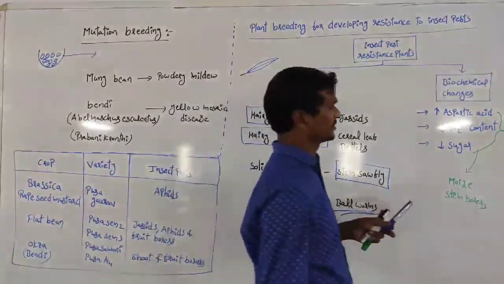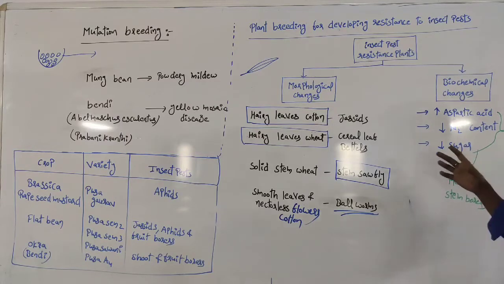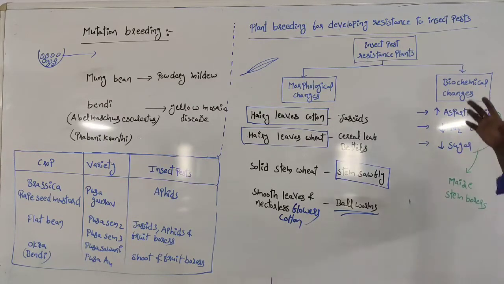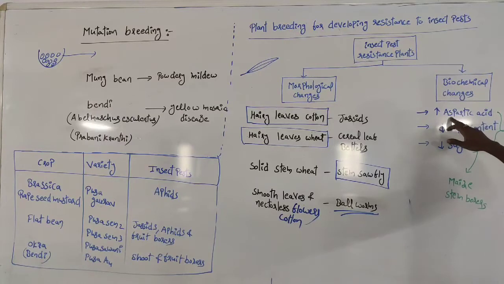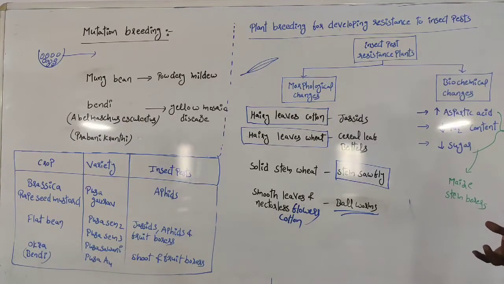And biochemical changes. If we change the chemical composition of the plant, in that case also the plants get pest resistance. So, biochemical changes. If we increase the aspartic acid, an acidic amino acid, and the pH is altered, then the pests are unable to attack. If the pH is decreased or increased, the insects are unable to act on the plant parts.